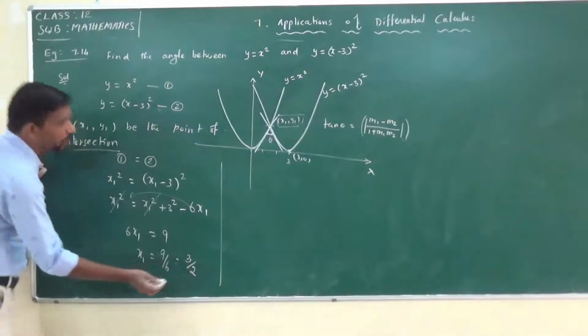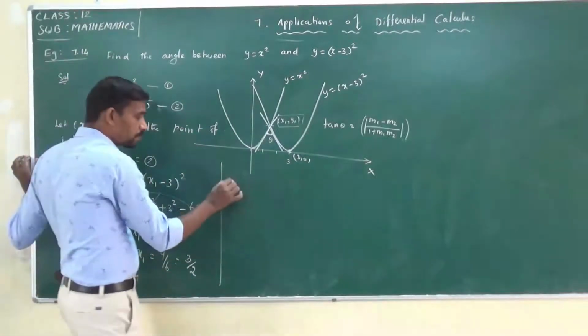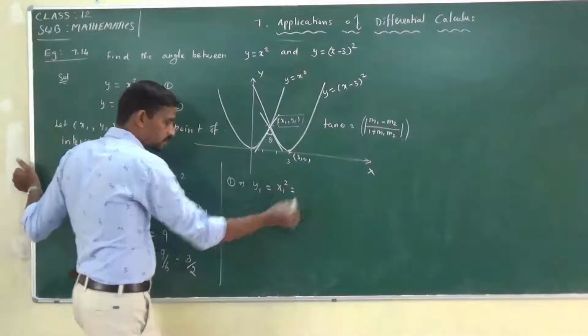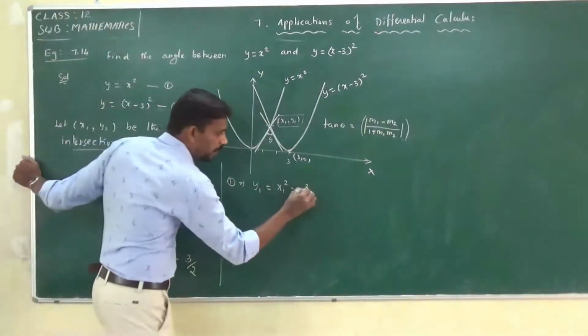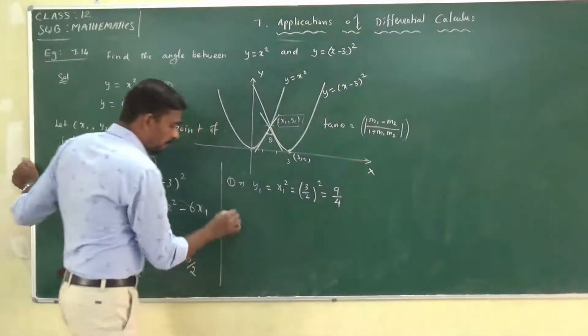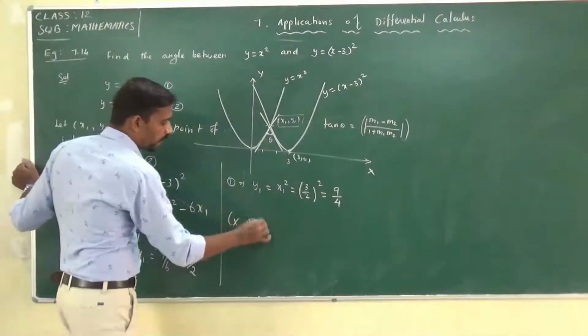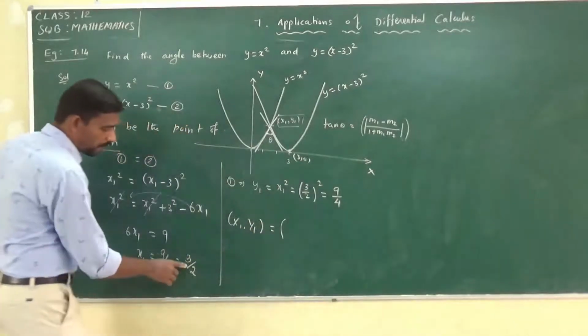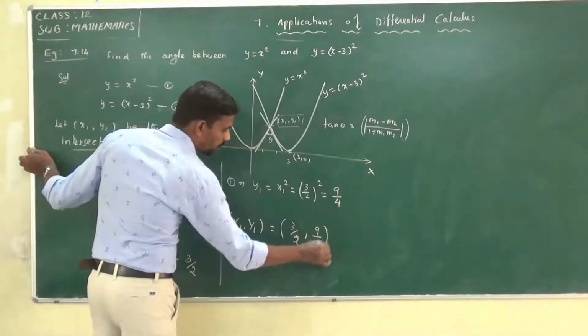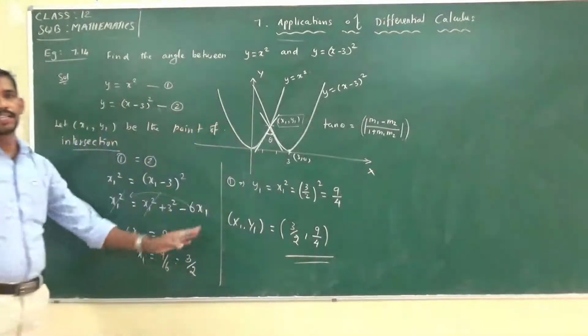Put the x1 value into the first equation. So the first equation implies y1 equals x1 square, which is 3 by 2 the whole square. We get 9 divided by 4. Hence the point of contact (x1, y1) is (3 by 2, 9 divided by 4). This is nothing but the point of intersection.